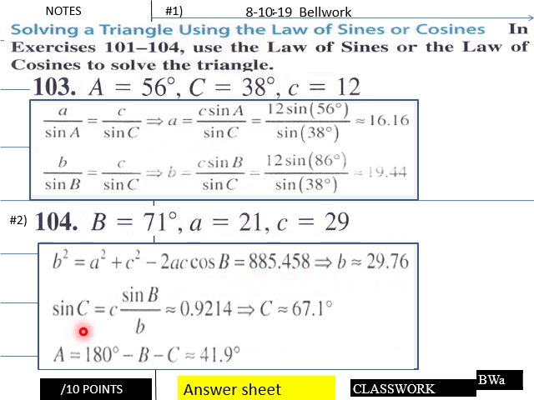And we have sine C here. Sine C, our angle measure for C, equals c sine B over b, and this comes out to this number here. When we crank that into our calculator, we get our angle measure of 67.1 degrees for C. And then again, using our subtraction, we get our angle measure for A to be 41.9 degrees.